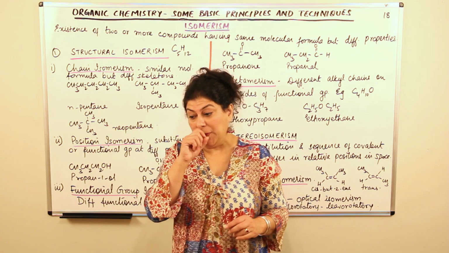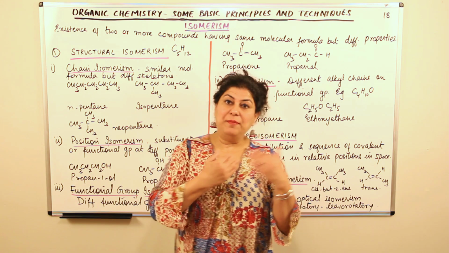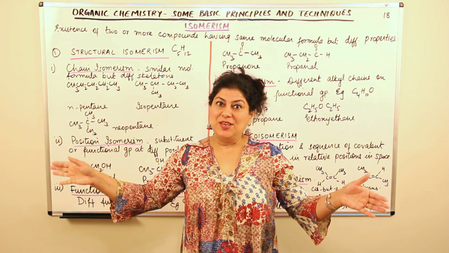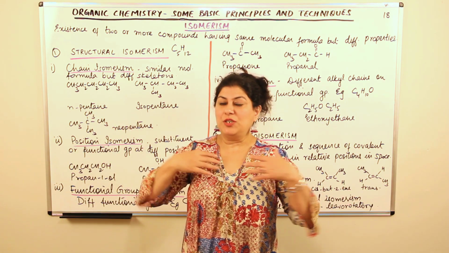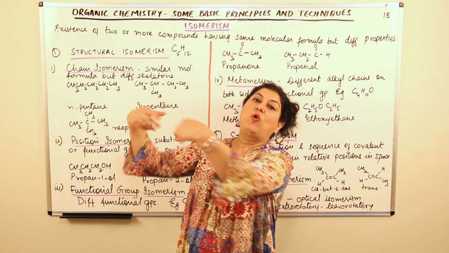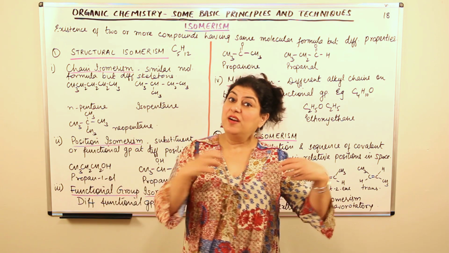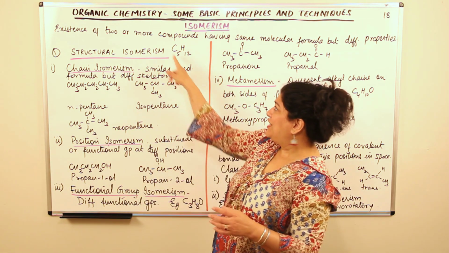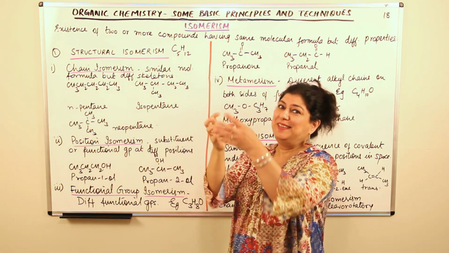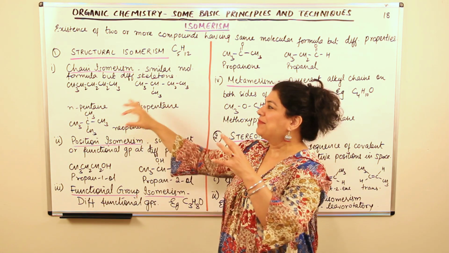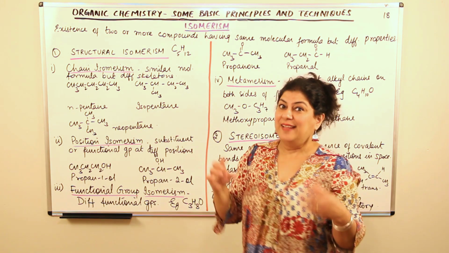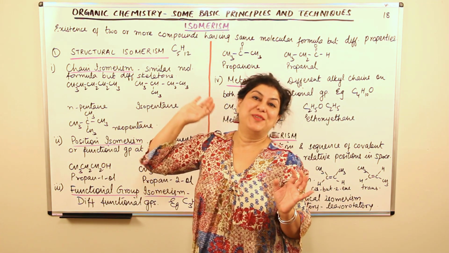Just as we say, I and my sister are born to our parents. So me and my sisters, we are sisters. What is the relationship between us? That we are all born from our parents. So we are sisters. In the same way, they are all originating from one formula, but the difference in arrangement is making them kind of sisters or siblings. And these siblings are called isomers.